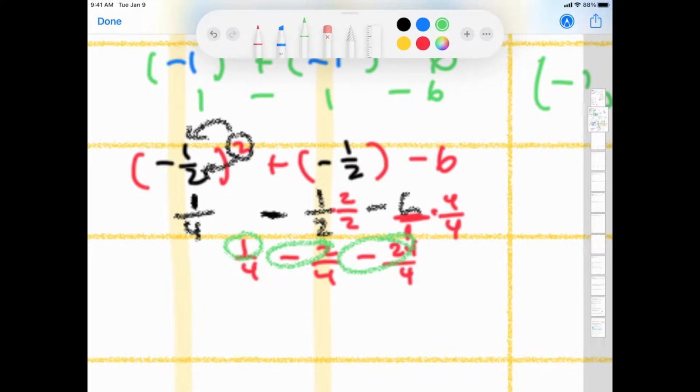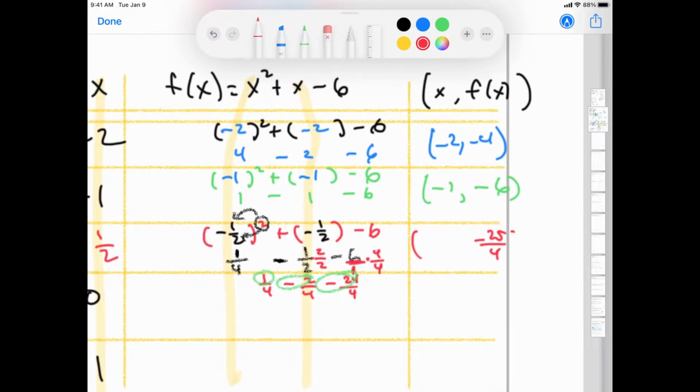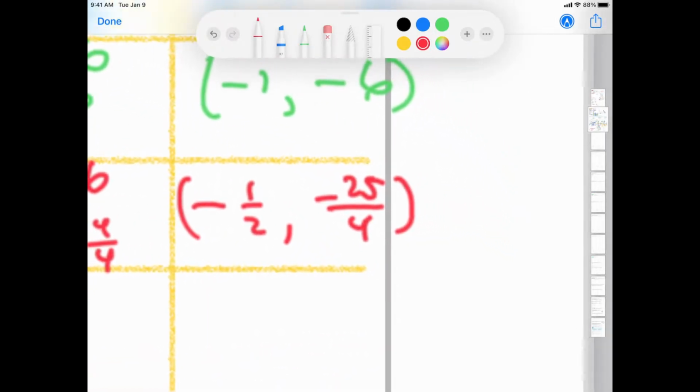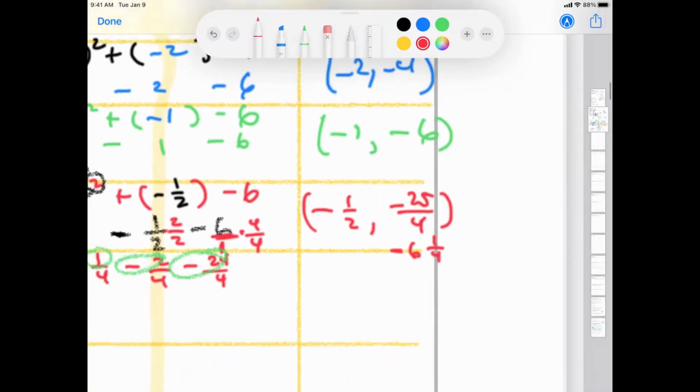1 minus 2 is negative 1, minus 24 is negative 25. Negative 25 over 4. You might be asking, what is that? You can just put it in your calculator, but 4 goes into 24 how many times? 6, and there's a remainder of 1. So it is negative 6.25.